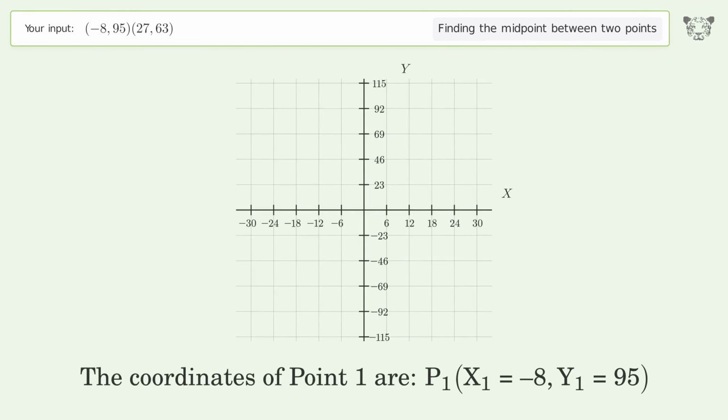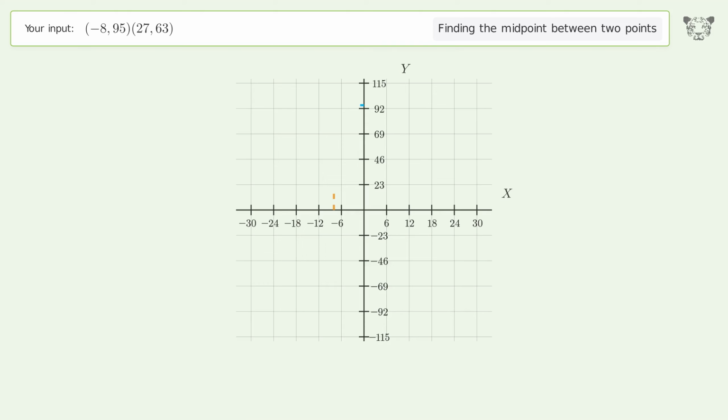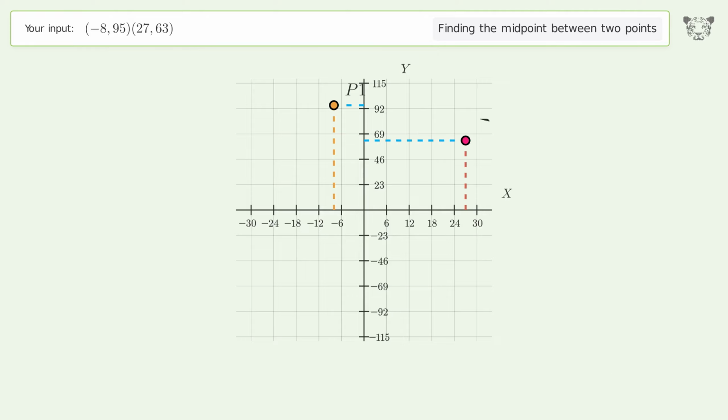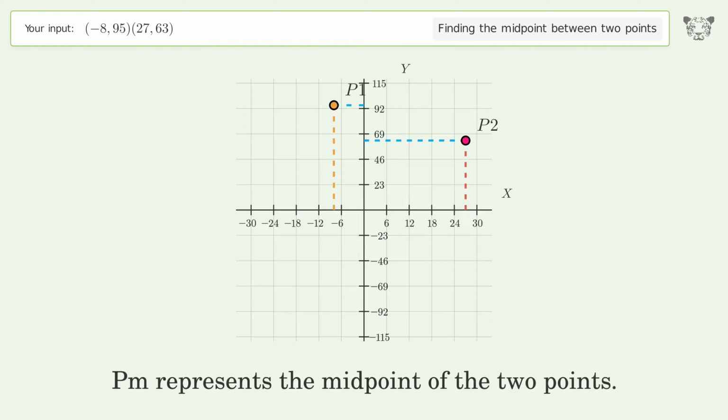The coordinates of point 1 are x1 equals -8, y1 equals 95. The coordinates of point 2 are x2 equals 27, y2 equals 63. PM represents the midpoint of the 2 points.